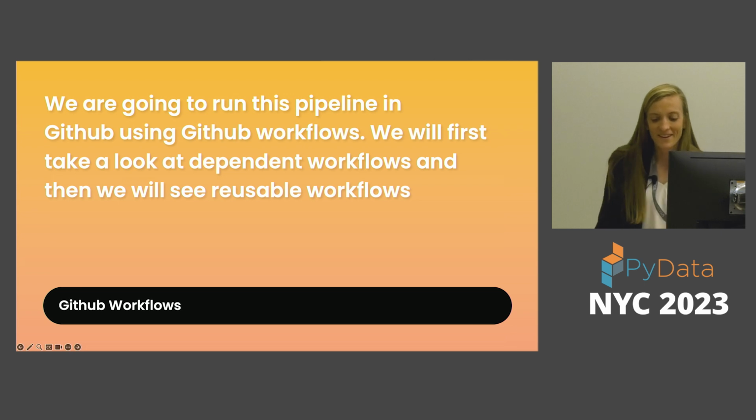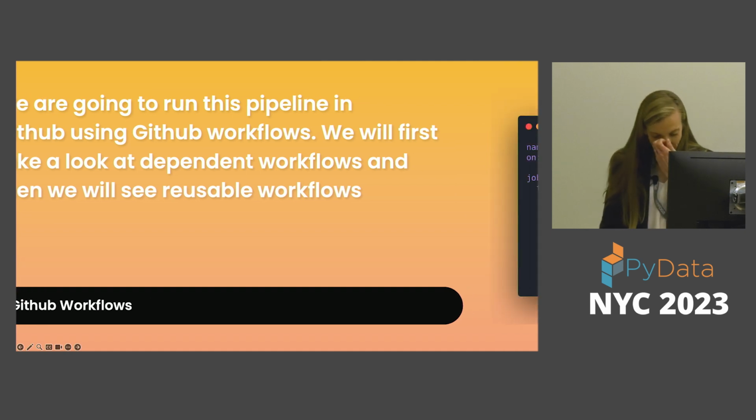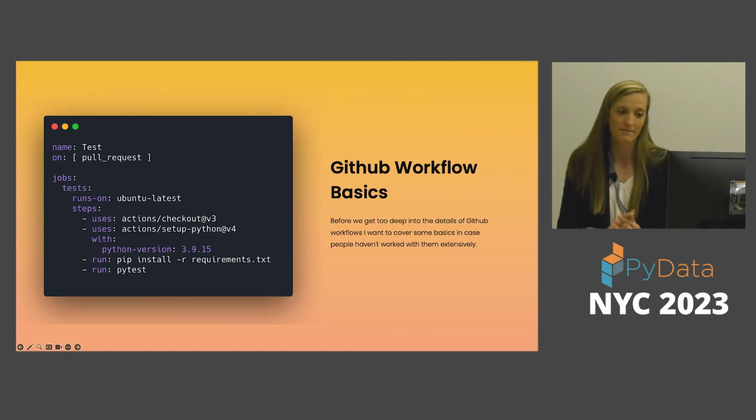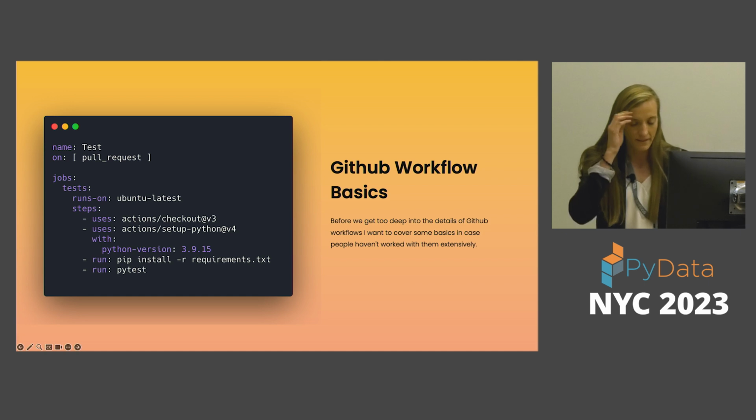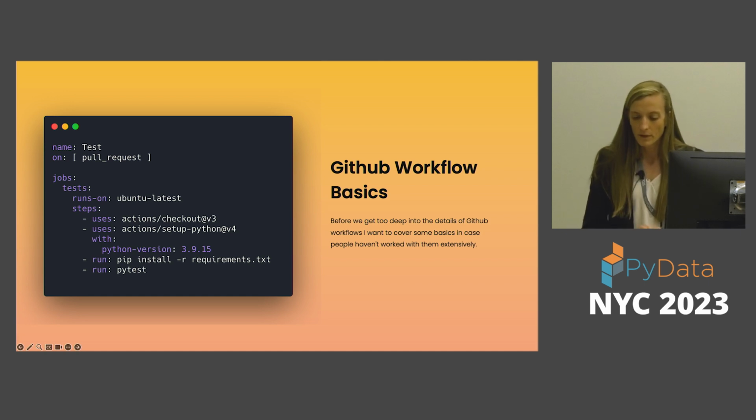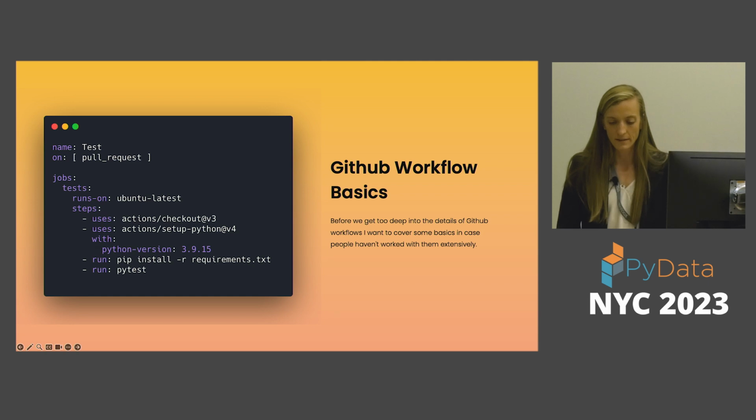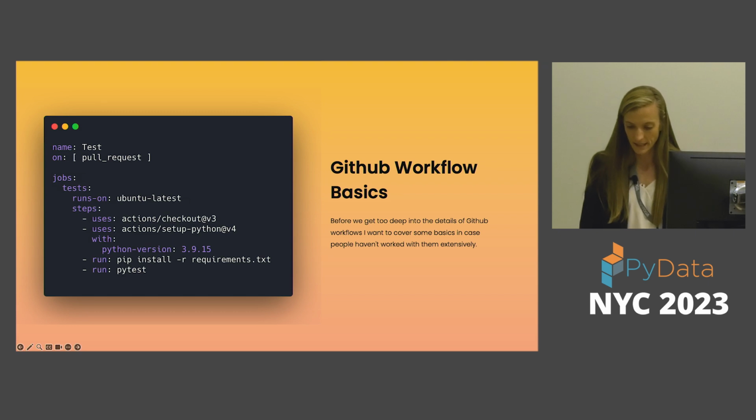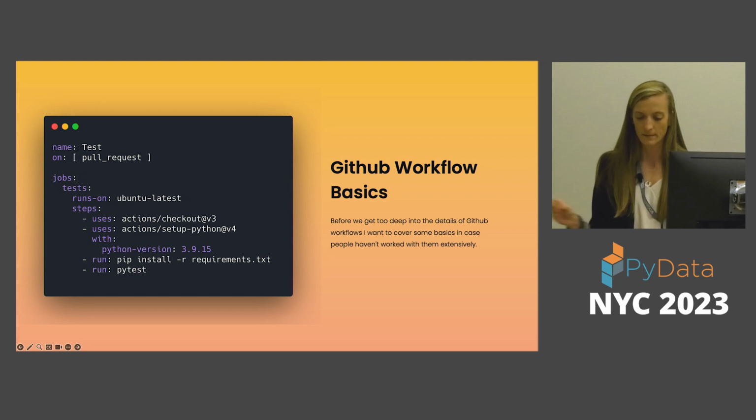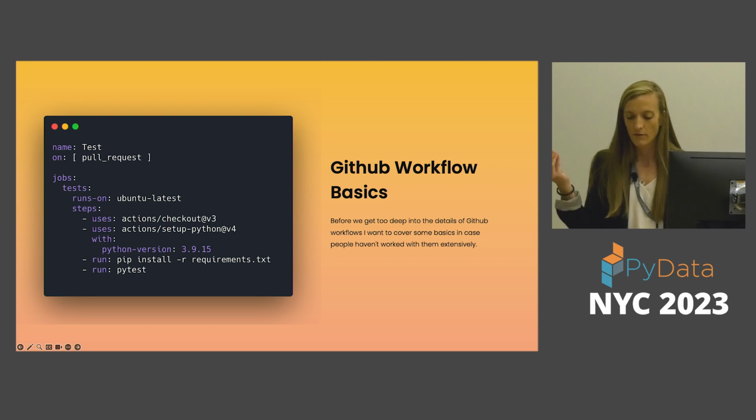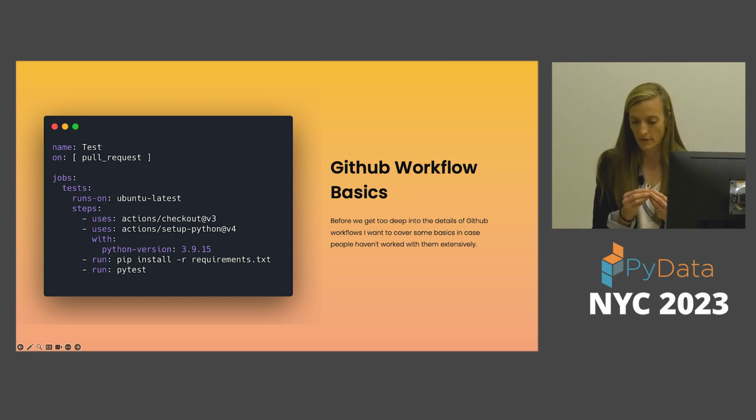Okay. So we'll first take a look at dependent workflows and then we'll take a look at reusable workflows. First, I'm going to explain some of the basics about GitHub workflows before we get too deep into them, in case anyone hasn't worked with them extensively. Workflows are configured with YAML files, and a simple workflow configuration will look something like what you see here. This workflow is named test. It will run on pull requests, and the simple way to explain that is that if you open a pull request from a branch against main, it'll run on the merge of the branch and main together. So it'll run tests on the result of that merge.